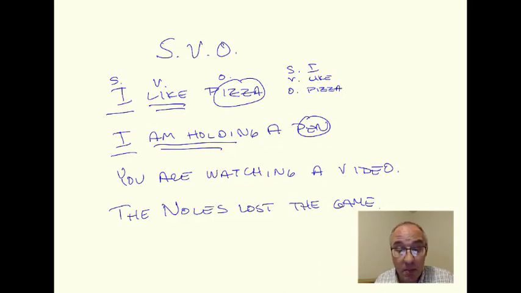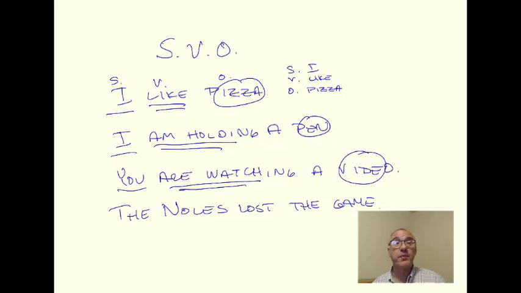What about the next one? What's going on? Somebody is watching. Who is watching? You. What are you watching? Video. That's the direct object. So you are watching is the verb and video is the direct object. Last one, Knowles. What's happening? Well, there's some lost thing going on. Who lost? The Knowles. What did they lose? The game. Subject, verb, object.